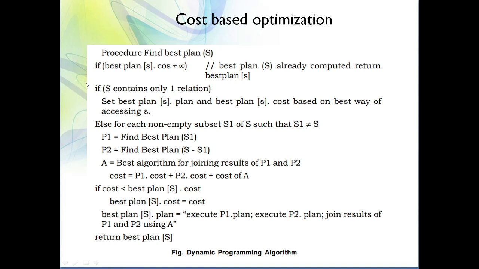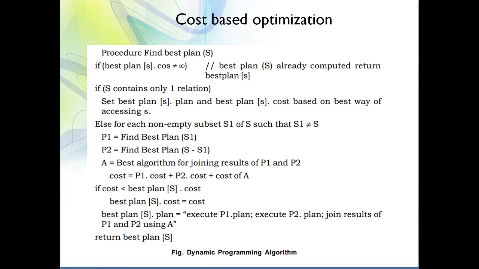So in the first case, P1 equals find the best plan of S1. That means we need to find the best plan of joining J1 with J2, and that we are going to store in P1. Then in P2 we find the best plan for S minus S1, because in our S variable, how many tables are there in total? Total 4 tables are there. Suppose tables T1, T2, T3 and T4. So in order to join table T1 and T2, I am doing P1 equals find the best plan of S1. So here I am joining table 1 with table 2, and it involves some kind of cost. Similarly, I am going to calculate the cost required to join table T3 with T4.